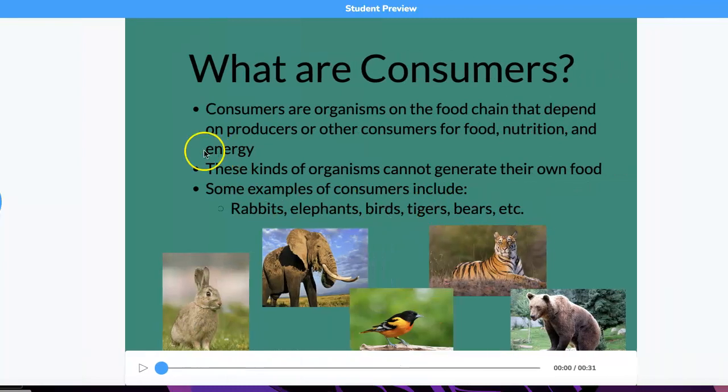This slide is the same kind of concept except with consumers. Again, stating what a consumer is, describing what its role is in the ecosystem, and providing specific examples of different consumers with pictures.